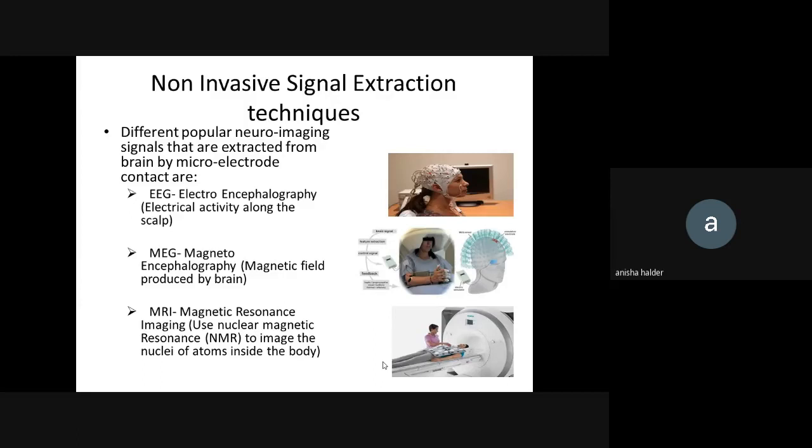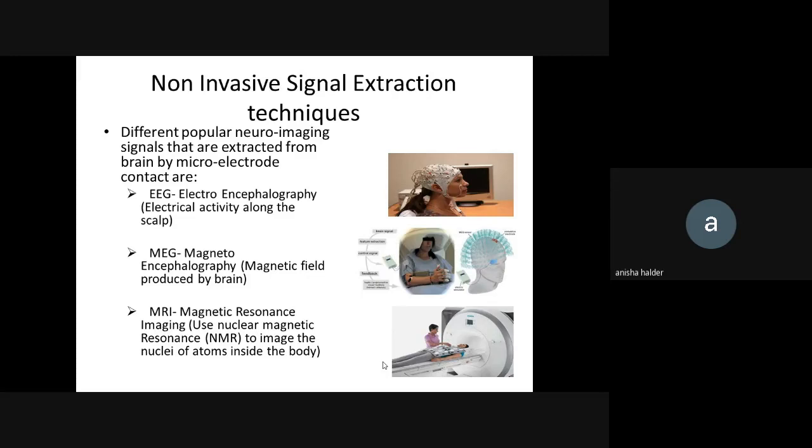Here are the examples of non-invasive methods, already discussed. Of these three methods, using the EEG technique we are getting voltage signals, simple signals. So we engineers are very comfortable with voltage signals. For engineering research, that means brain-computer interface research, the EEG signals are most popular.